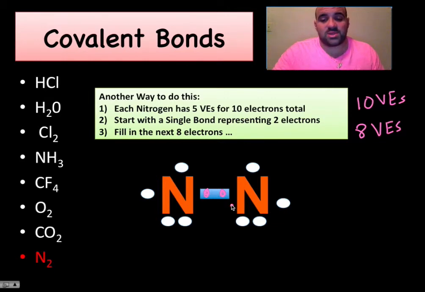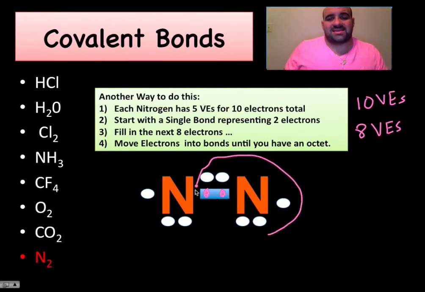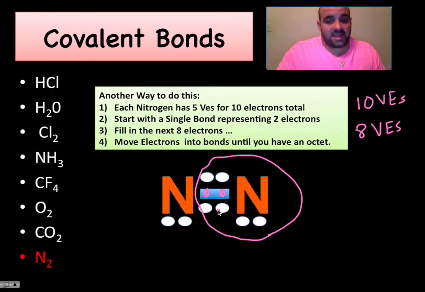I'm going to take 1 electron from each nitrogen and move it in. Now I have a double bond, but it's still not an octet. There's 1, 2, 3, 4, 5, 6, 7 if I were to draw a circle around here. So that's still not passing the octet test. But if I take another electron from each nitrogen and move it in, now it passes the octet test. So that's generally how you want to draw these diagrams as they get more complicated.